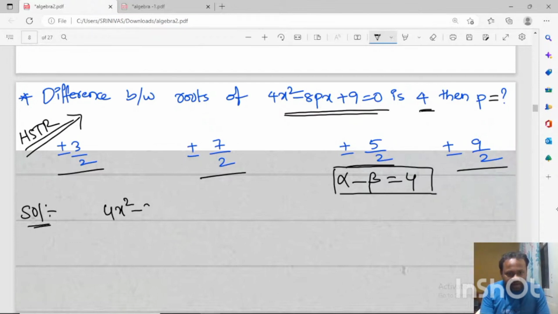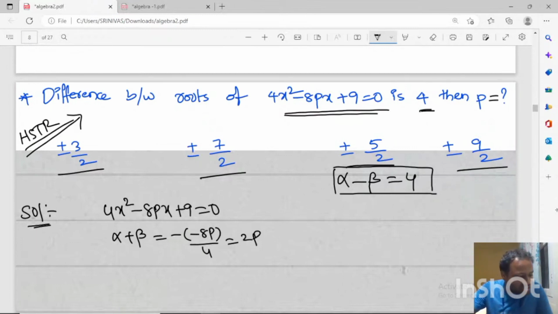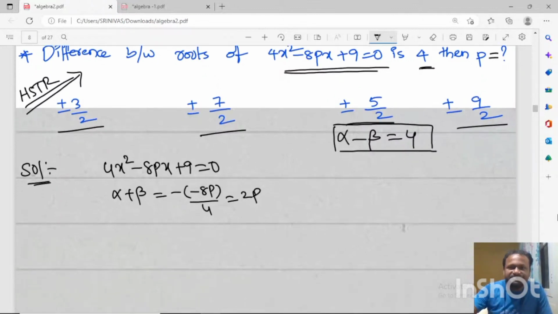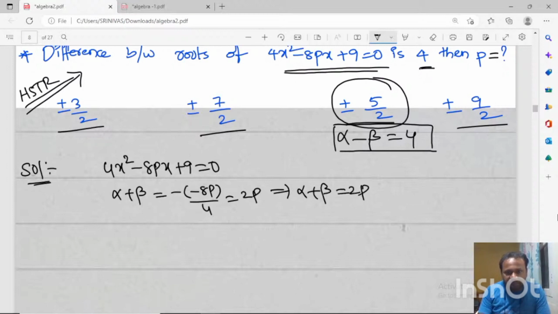So, 4x² minus 8px plus 9 is equal to 0. This is given, the difference is given. So we know alpha plus beta, the sum of the roots, is minus of minus 8p divided by 4, that is nothing but 2p. Okay, one answer came, plus or minus 5 by 2, from Ashwini. Let me check. So alpha plus beta I have as 2p.